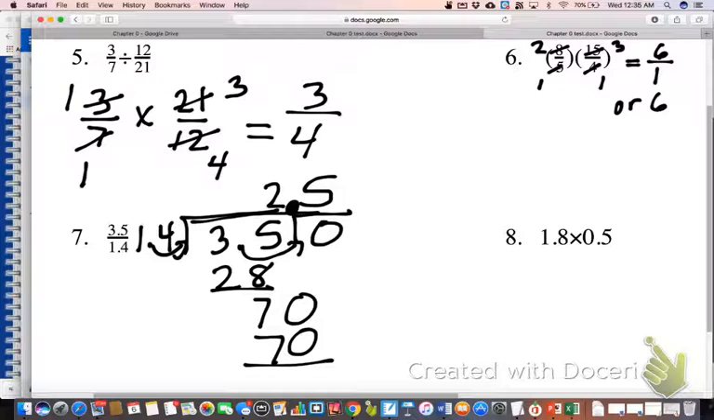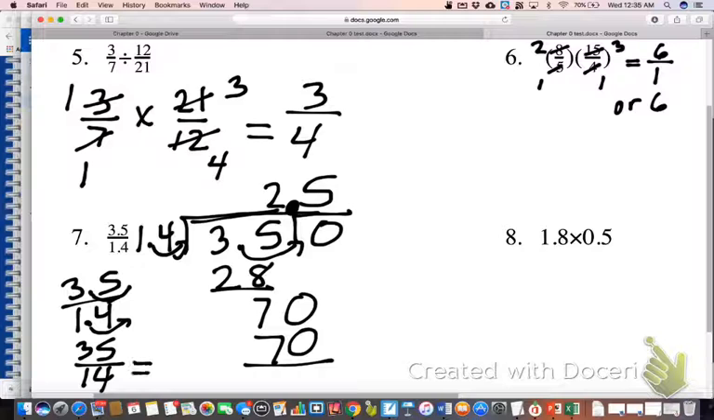A shortcut is that you can actually just move the decimal over one place in the top here to turn this into a 35. And then you can move the decimal over 1 place here. If you move it over in the top, you move it over by the same number in the bottom. That'll be 35 over 14. Then if you divide both of them by 7 to simplify, that leaves you with 5 over 2, which coincidentally is the same thing as 2.5.